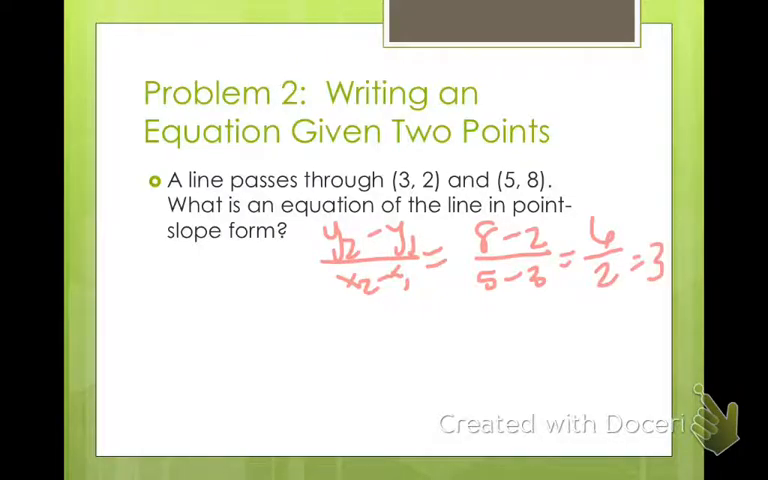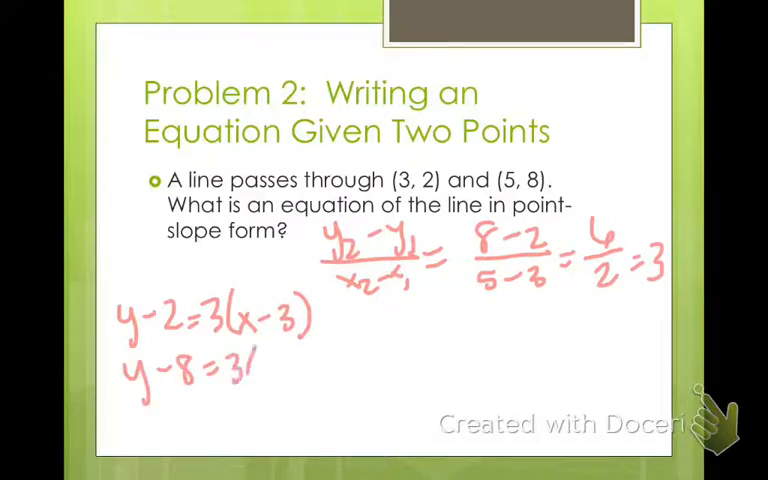Now, you can use either point when you write this. So I'm going to go ahead and write both of them. You only have to do one. So the first one would be y minus 2 equals 3 times x minus 3. And the second one would be y minus 8 equals 3 times x minus 5. Now if you were to solve both of those and put them into slope-intercept form, that y equals mx plus b, you're going to find that they're going to be the exact same equation.